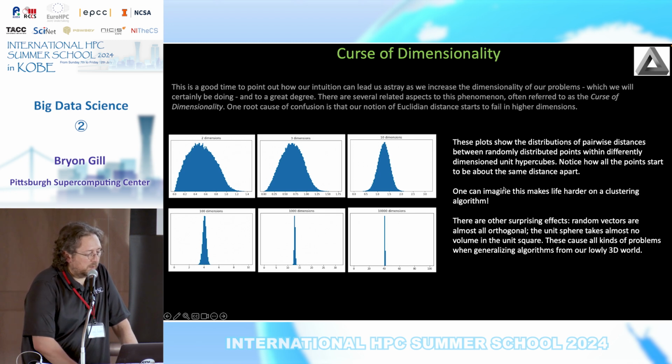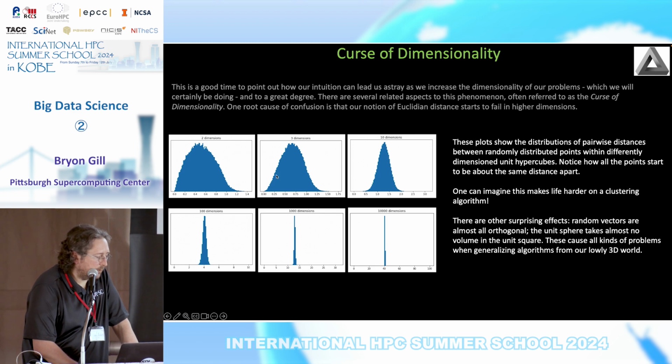And these plots will show you the pairwise distances between randomly distributed points within different dimensioned units of hypercubes. So we start out with this one where we've got very low dimensionality and we've got a nice distribution. These are randomly distributed points on a 2D frame, right? And it's a nice little bell curve.